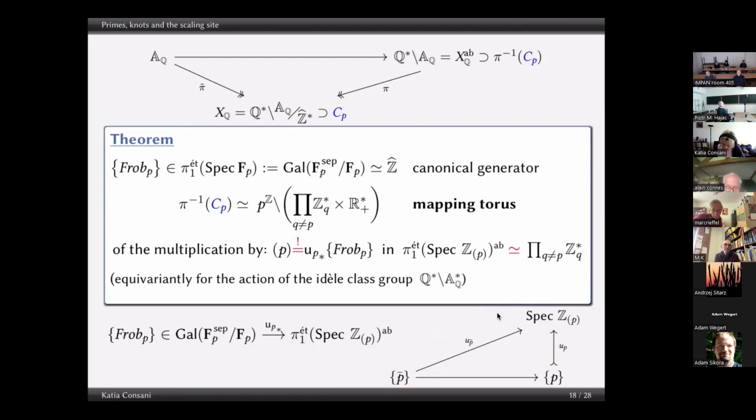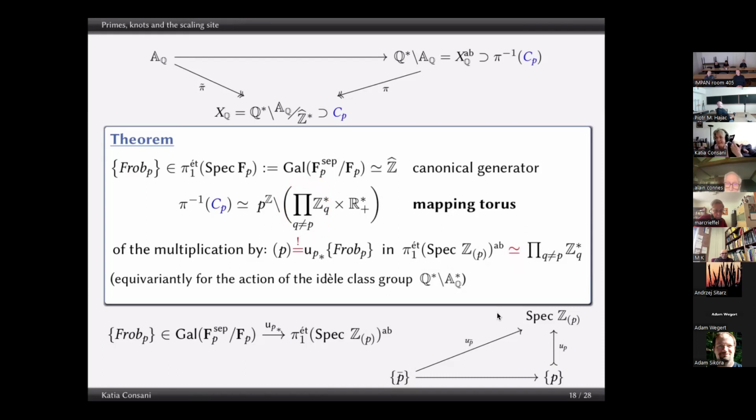There is nothing else. So if you look at the image by this map of this Frobenius inside Pi1, this is a functor which is covariant. So if you start from Pi1 of the spectrum of Fp, you end up inside the Pi1 of spec Z localized at P. So if you take sort of the Abelianized point of view of the story, the multiplication by P should be understood inside this Abelianized group, which by class field theory turns out to be exactly the same group, compact group, which enters in the description of the mapping torus.